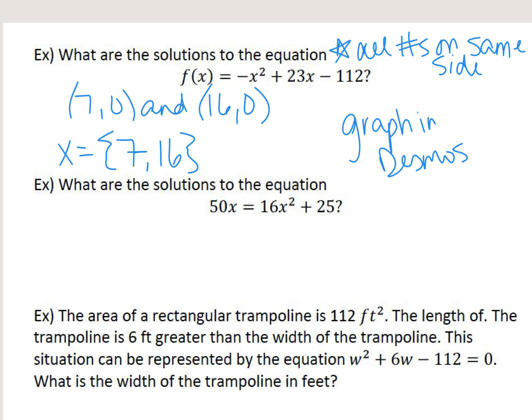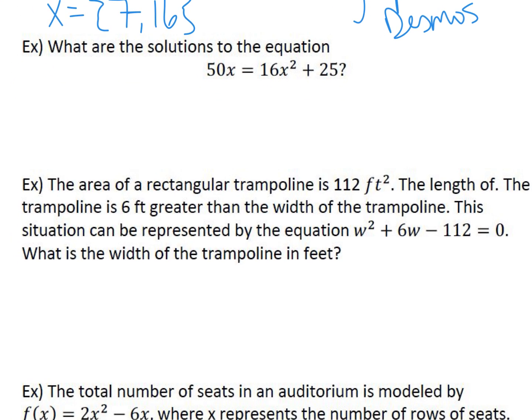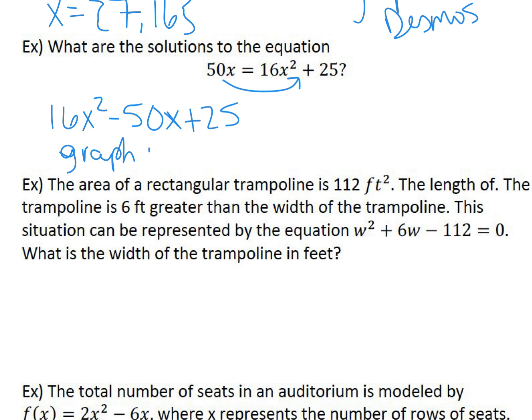What was this key star that we put up here? All of our numbers need to be on the same side. Are all of our numbers on the same side here? No, I need to move this 50x over. How am I going to move that 50x over? We're going to subtract it. So now we have 16x squared minus 50x plus 25. And we did look at that yesterday with the quadratic formula also, right? If they're not all on the same side, we got to move them. And now you can graph that in Desmos. So I'm going to give you a minute to do that.